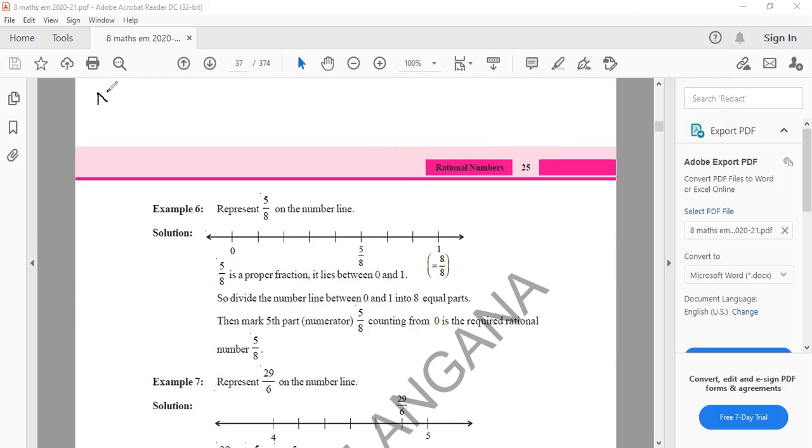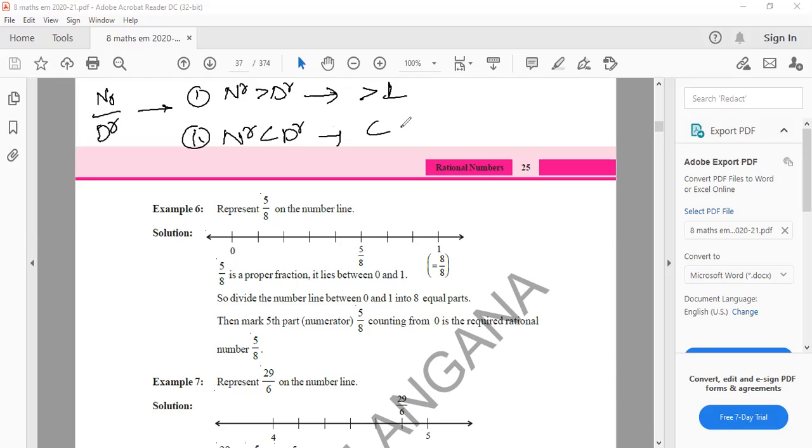What are they writing? If the fraction has a numerator and a denominator, there are 2 options. If the numerator is greater than the denominator, its value is greater than 1. Second, if the numerator is less than the denominator, the value is less than 1. Okay, so the given question is 5 by 8. It's less than 1.